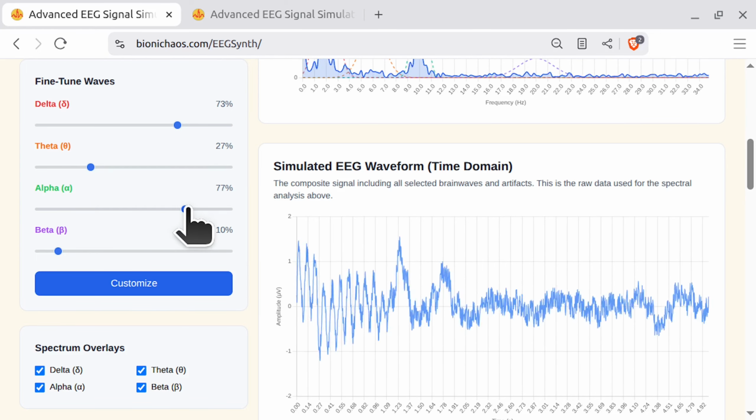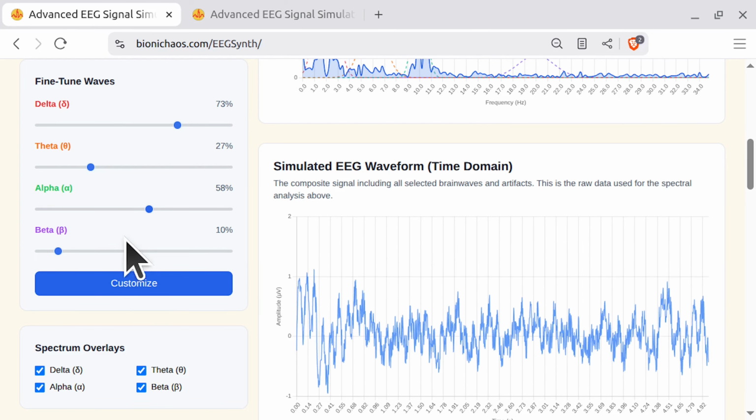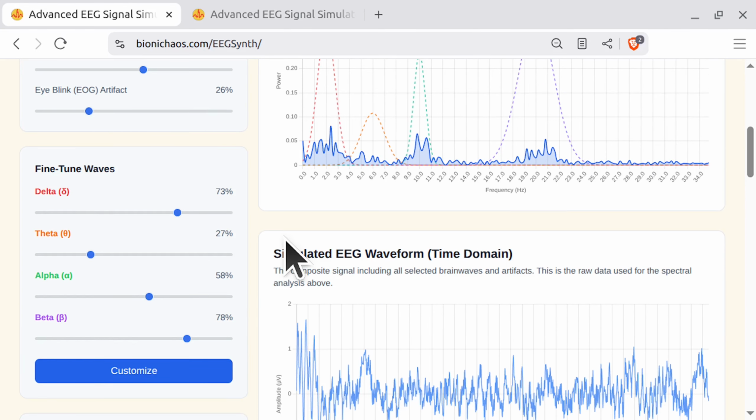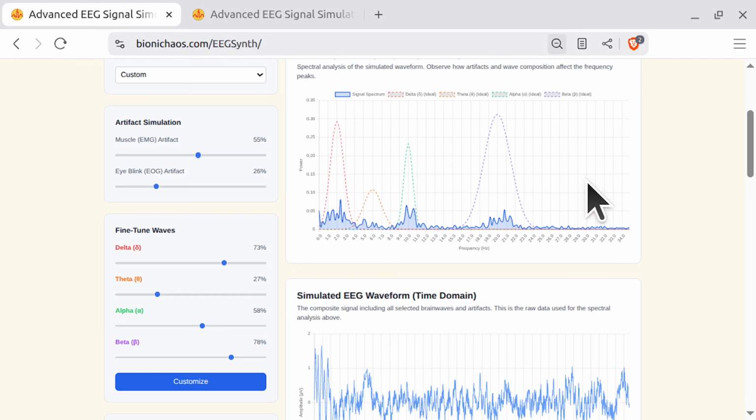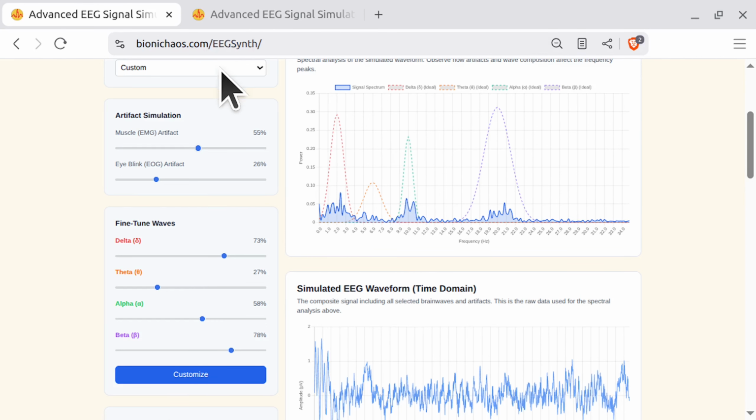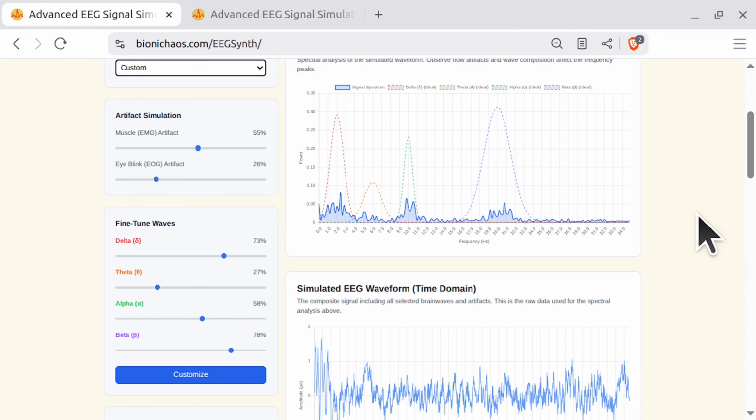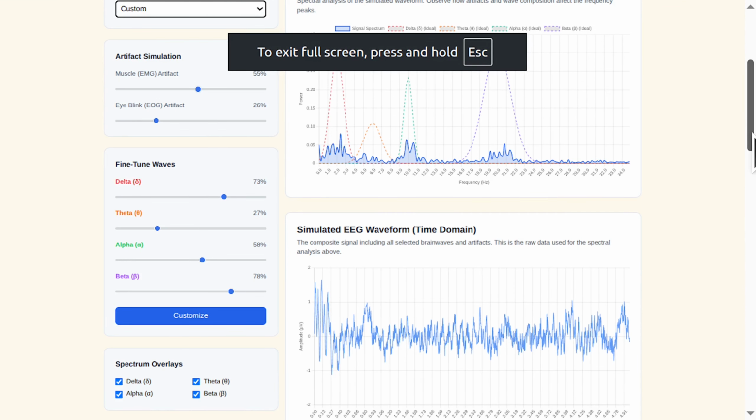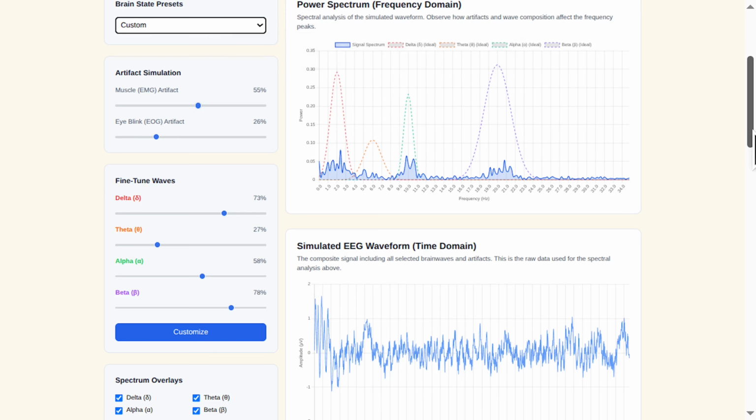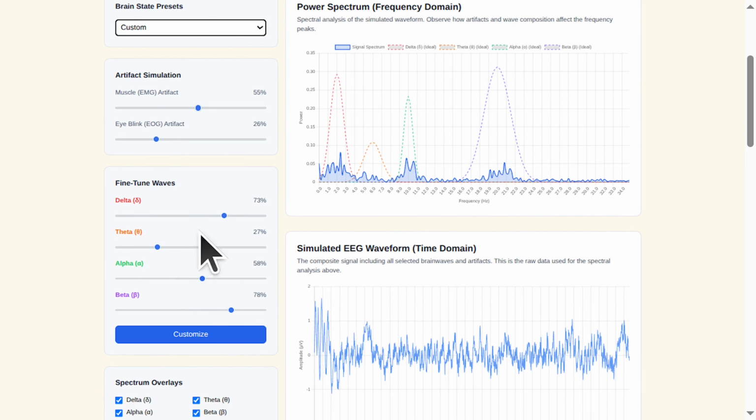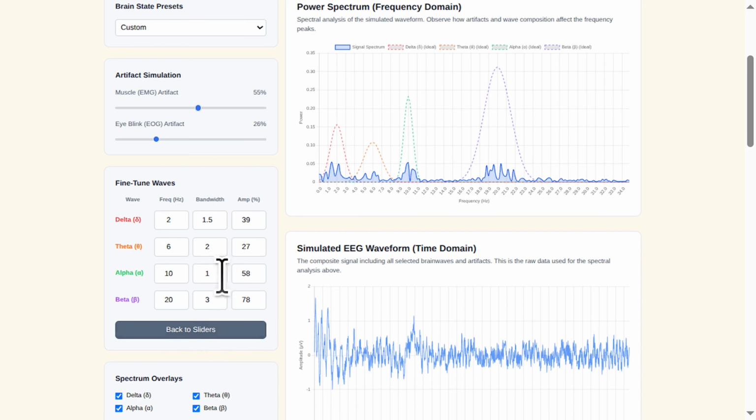So the top one is like looking at the sheet music, and the bottom one is actually hearing the symphony. But it's a symphony played by like a million tiny, slightly drunk conductors, right? Excellent. And that's where the simulator's magic comes in. On the left, you have your conductor controls. You can adjust the tempo, frequency, the volume, amplitude, and even how messy each section of the orchestra is, bandwidth, for delta, theta, alpha, and beta waves.